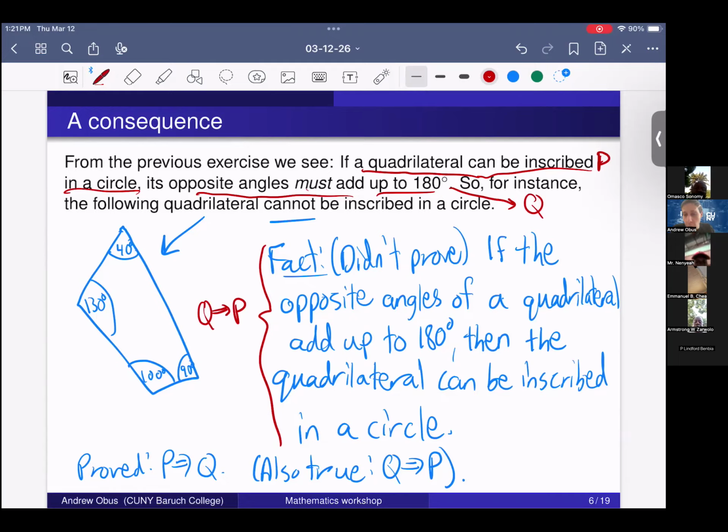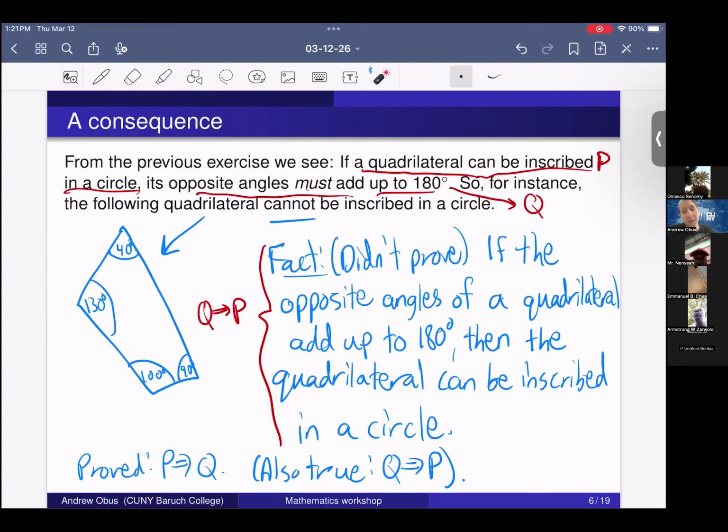Victor, can I please explain that again? Right. We have two statements. We have P, which is the statement a quadrilateral can be inscribed in a circle. And Q is the statement the opposite angles of the quadrilateral add up to 180 degrees. So what we just proved is that if P, then Q. So if the quadrilateral can be inscribed in a circle, then the opposite angles must add up to 180 degrees. This is what we proved, P then Q.